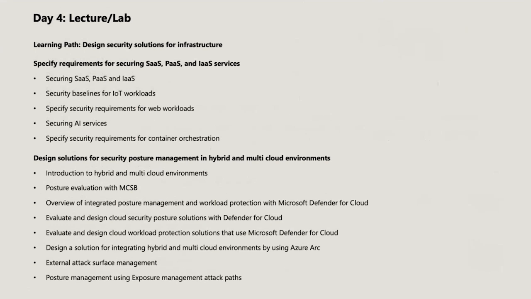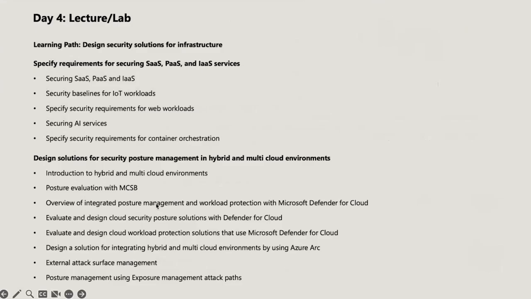In day 4, we'll talk about some more topics. That would be specifying requirements for securing SaaS, PaaS, and IaaS services. Here we'll talk about what kind of security options we have for securing SaaS, PaaS, and IaaS, what kind of security baseline we have for IoT workloads, security requirements for web workloads, and what comes under container orchestration. These are all things we discuss under this topic.